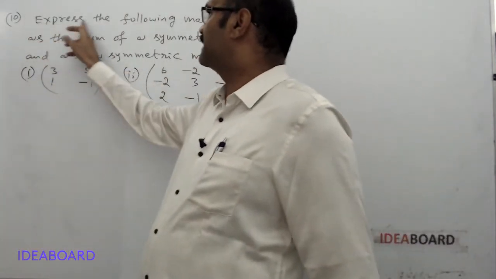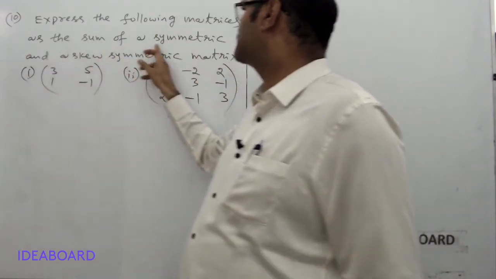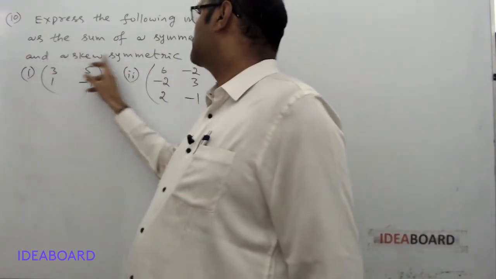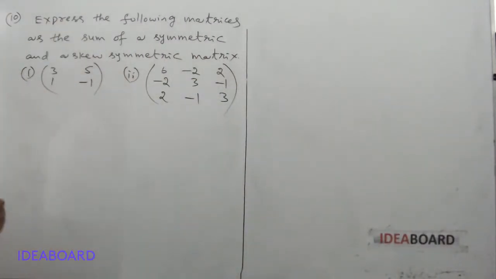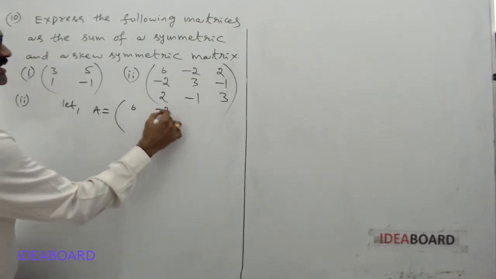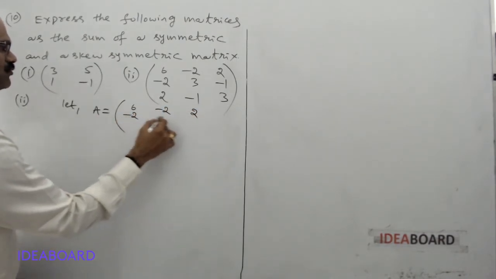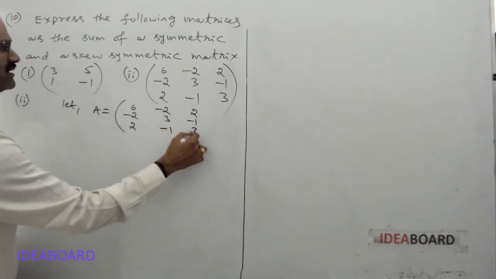10th problem. Express the following matrices as the sum of a symmetric and a skew symmetric matrix. Second problem. Let A equal to the matrix with rows 6, minus 2, 2; minus 2, 3, minus 1; 2, minus 1, 3.